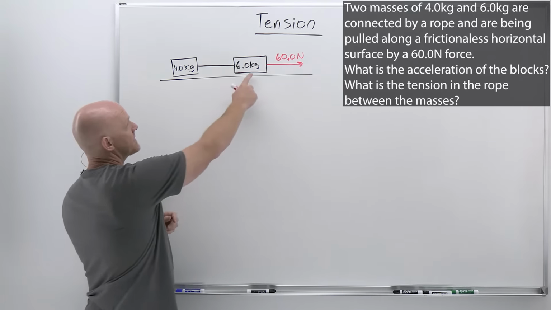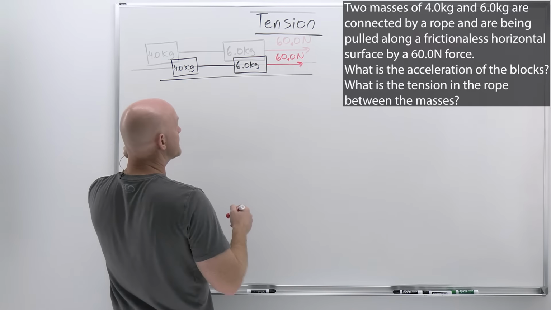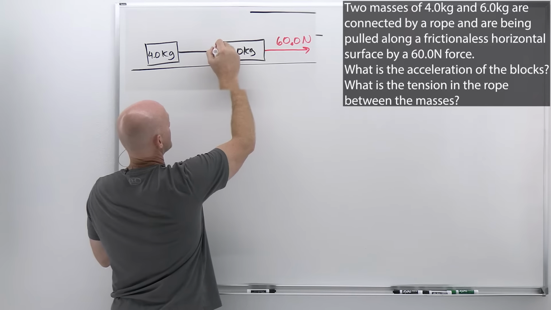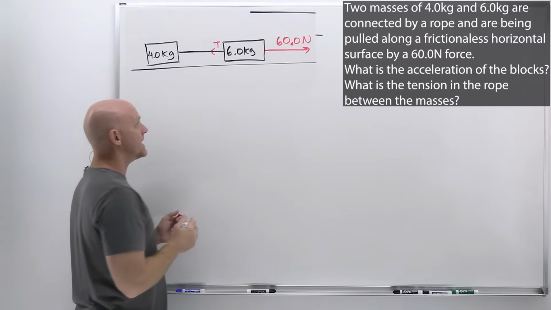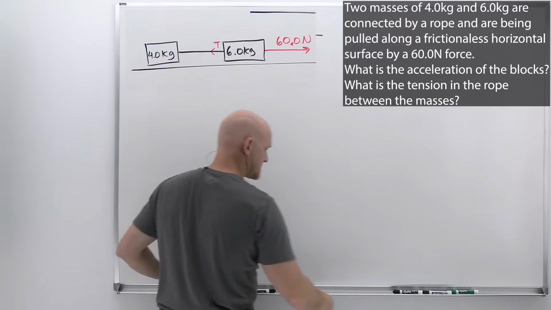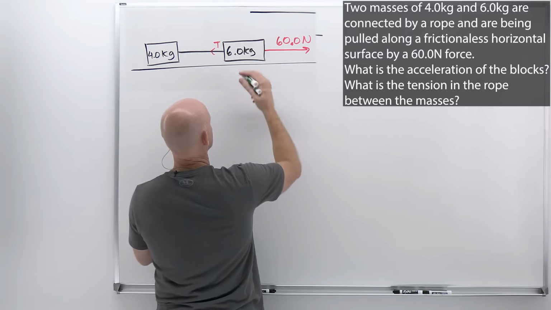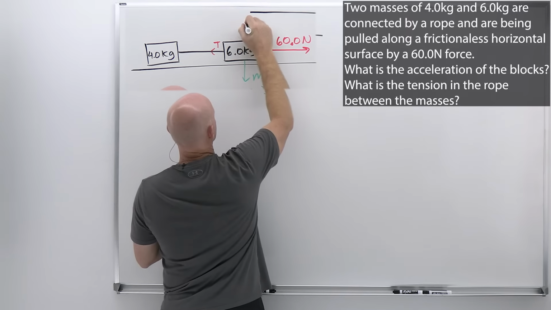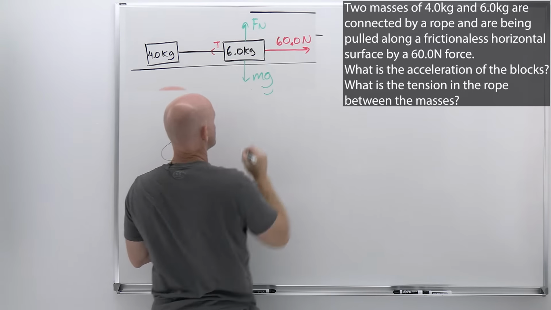So if we take a look at the object on the right first, we can see that it's going to have a tension pulling back, so to the left. And then also it's going to have its own weight. And actually, let's do this in green for a second. So it's going to have its own weight, mg, and a normal force there.